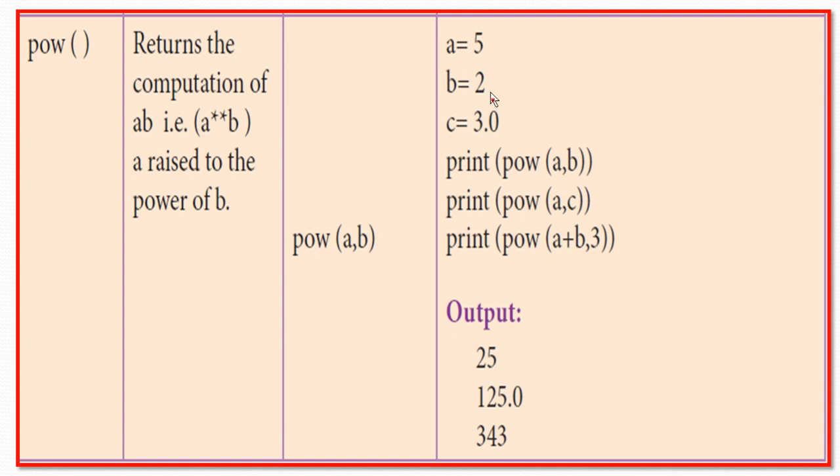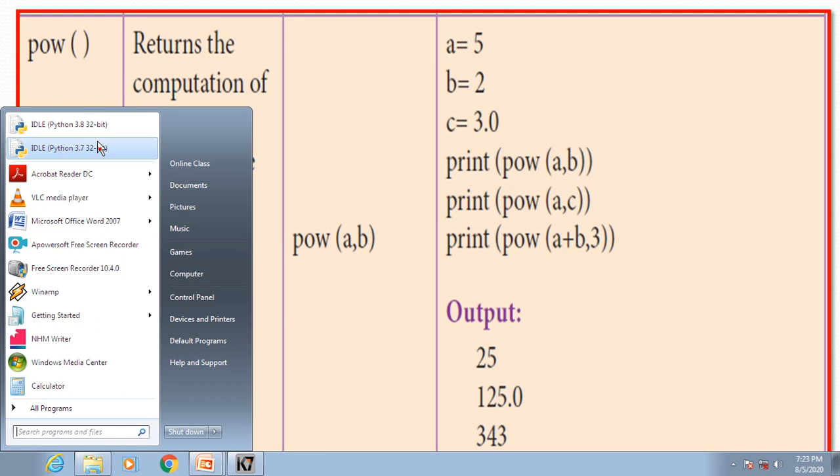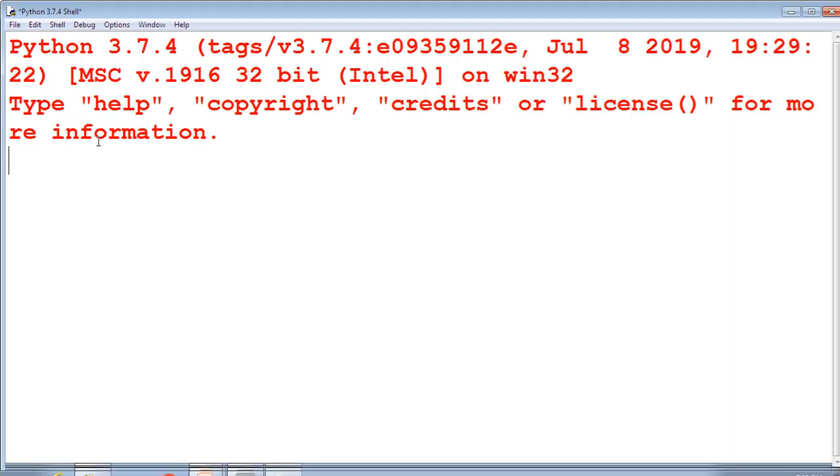Here a equal to 5, b equal to 2, c equal to 3.0. Print pow of a comma b means 5 square, that is 25. Pow of a comma c means 5 cube, that is 125. Pow of a plus b means a equal to 5, b equal to 2, 5 plus 2, 7. 7 cube, that is 7 into 7 into 7, 343. See this example by using the IDLE window.